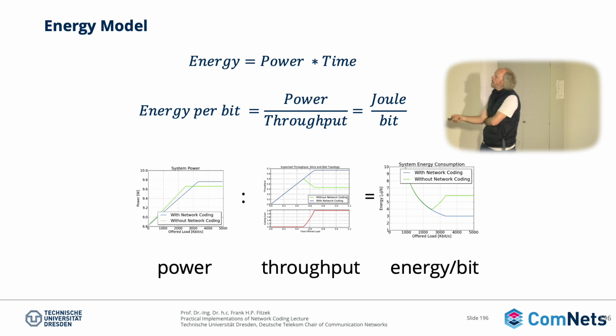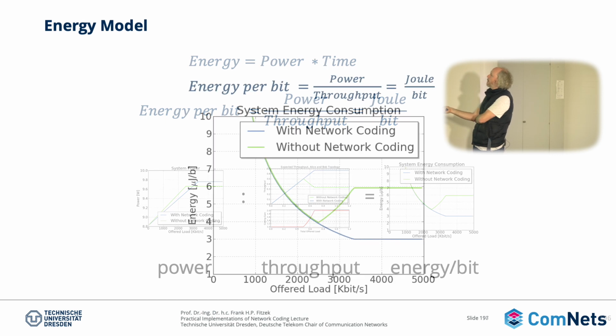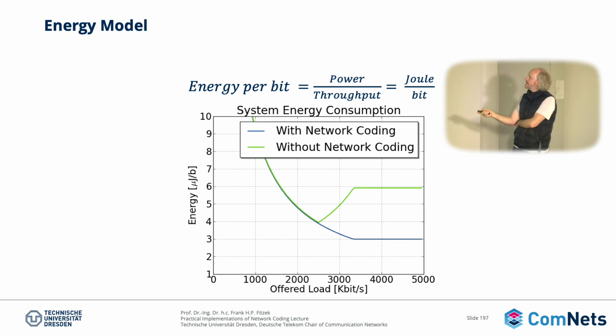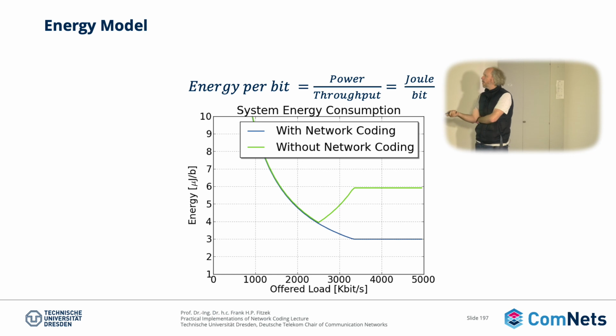So far, so good. If you then take the system power and the throughput, and divide them, you get the energy per bit that looks like this, right? In the first phase, they use more or less the same. In the second phase, they diverge, and then they will stabilize at certain values, like 6 microjoule per bit versus 3 microjoule per bit. This is the theory. So what do you think the actual reality looks like in this case?